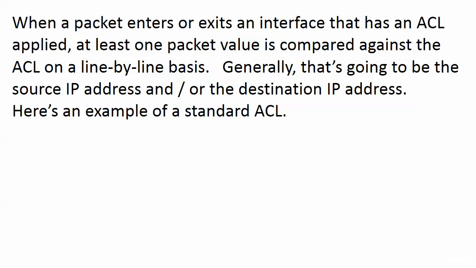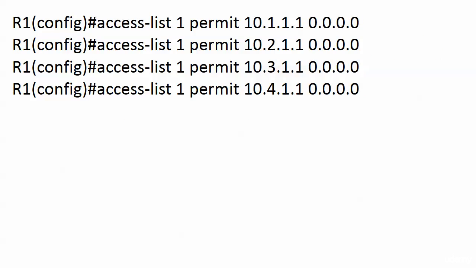And generally speaking, it's going to be the source IP address or the destination IP address or both. We can use all kinds of other values, and we'll see a few of those, but those are the main two we're concentrating on right now. And here's an example of a standard ACL. If you're not familiar with the syntax here, no problem at all, because you will be. But what I want to impress upon you right now is that each one of these lines matches one IP address exactly. The first line matches 10.1.1.1 exactly, then the second line 10.2.1.1 exactly, and so forth.